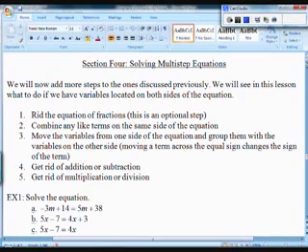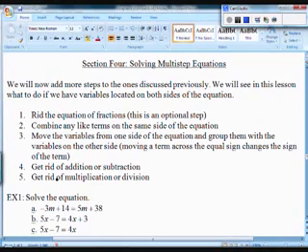Okay, so we got a couple extra steps here. No longer just 2 steps. You can see the 2 steps are actually steps 4 and 5 now, those 2 steps that we did the other day. It says we will now add more steps to the ones discussed previously. We will see in this lesson what to do if we have variables located on both sides of the equation. And if you remember the look beyonds from the other day, we had some of those problems already.